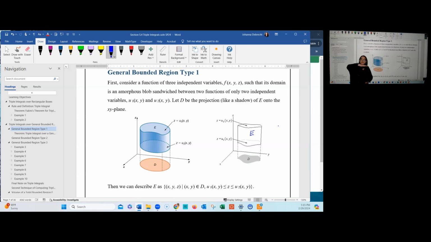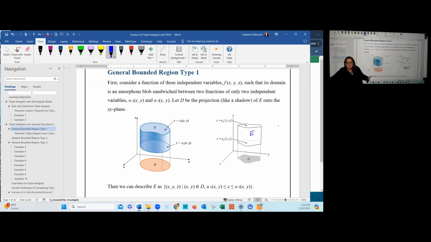But it's casting a shadow onto the XY plane. But it's the widest part of the blob that casts the shadow. And in this case, the widest part is circular, so it casts a circular shadow. In a more general case, if you have a blobby space and you cast a shadow, again, the widest part of E is going to cast the shadow down.